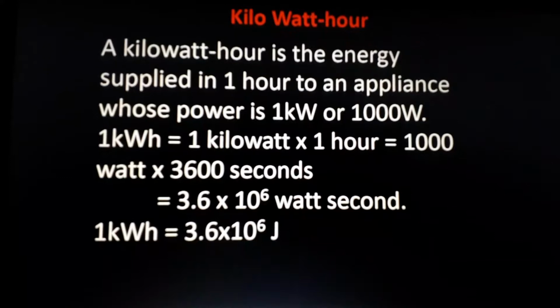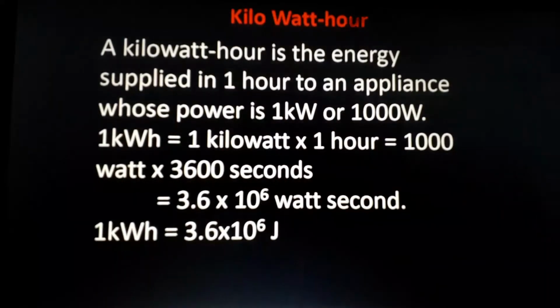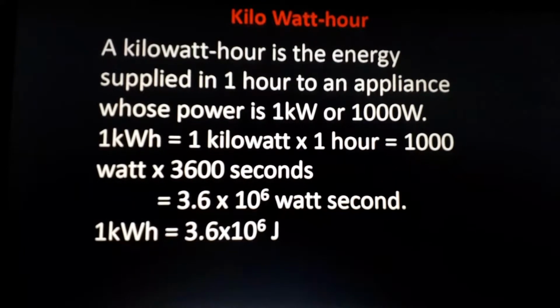In the case of our home, there will be lots of appliances, isn't it? So the entire appliances, how much power they are consuming in 1 hour, that is called kilowatt hour. And that 1 kilowatt hour is known as a unit. It is measured in units in our home. I am not talking about the SI unit, it's the particular word called unit. 1 kilowatt hour means 1 unit.